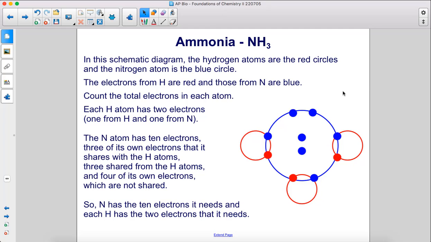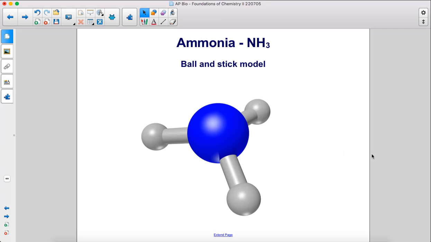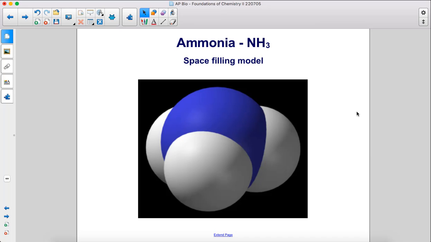Each hydrogen atom has 2 electrons, one from hydrogen and one from nitrogen. The nitrogen atom has 10 electrons: 3 of its own electrons that it shares with the hydrogen atoms, 3 shared from the hydrogen atoms, and 4 of its own electrons which are not shared. So nitrogen has the 10 electrons it needs, and each hydrogen has the 2 electrons that it needs. Here is the ball and stick model of ammonia. Here is the space-filling model of ammonia.